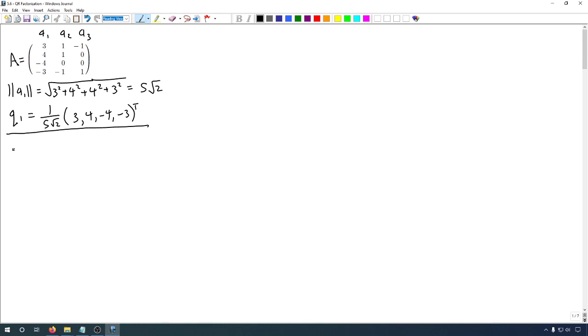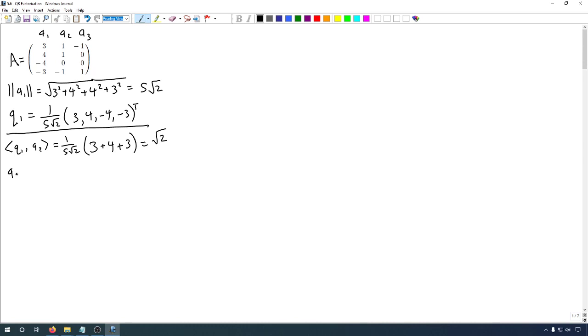Now we'll go ahead and use that to find q2. First we need to take the inner product of q1 with a2. We can pull out that 1 over 5 square root 2. We have 3 times 1 plus 4 times 1. Then we have a 0 there. Then we have negative 3 times negative 1. Here we get a 10, so 10 over 5 gives us a 2 on top, and 2 over square root 2, we can actually turn that into a single square root 2 on top.